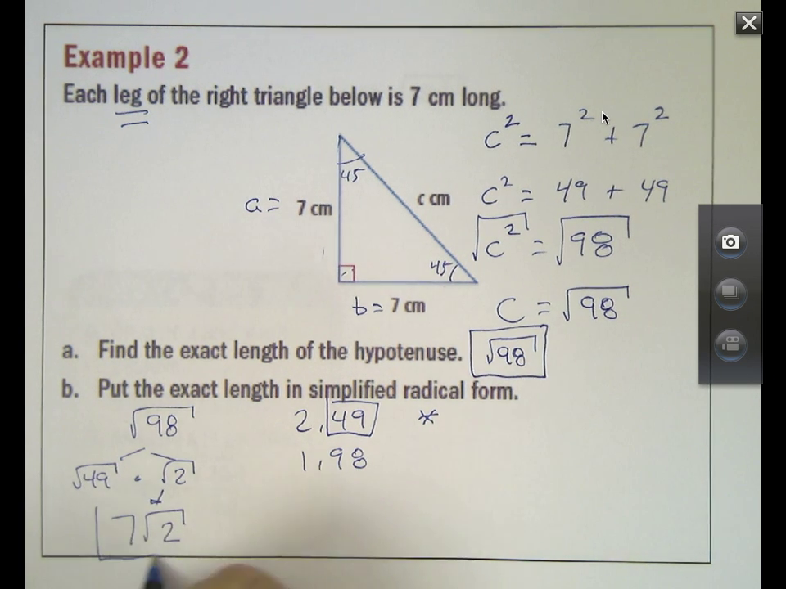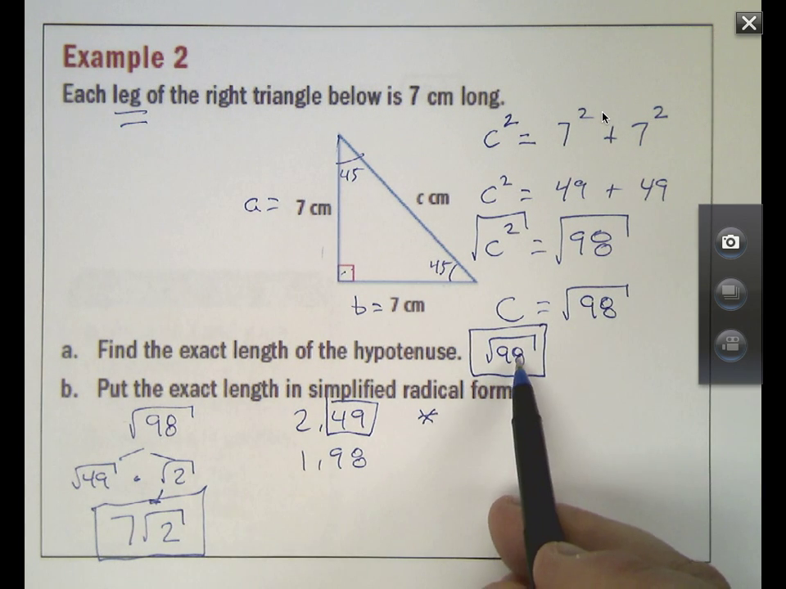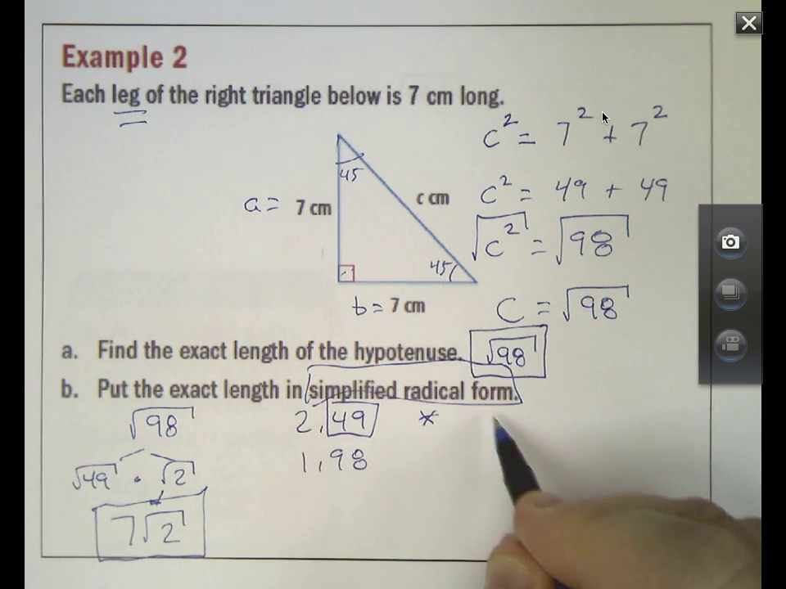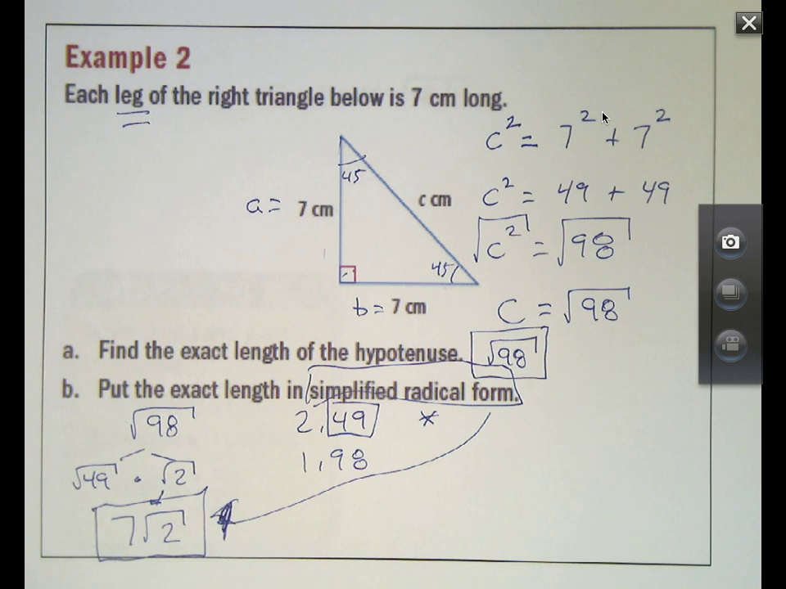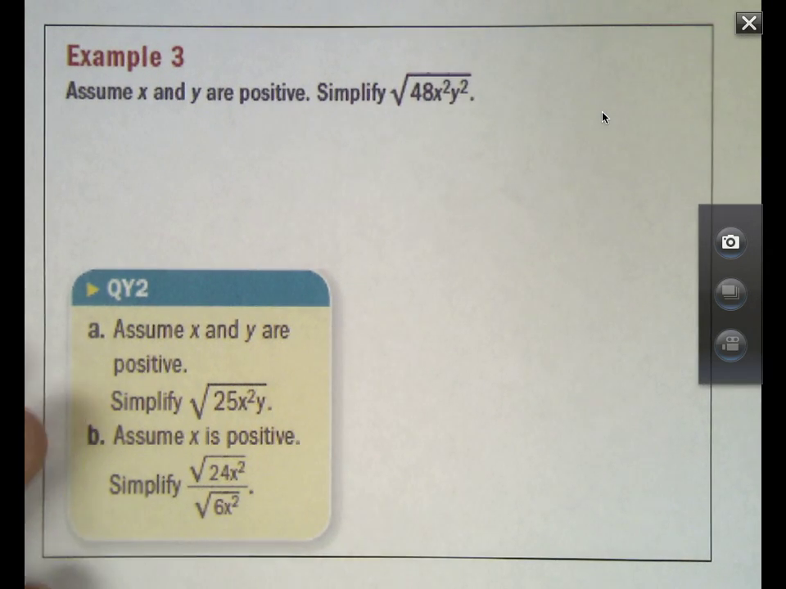What is the square root of 49? Square root of 49 is 7. Bring along my bad box. 7 square root of 2 is the square root of 98 in simplified radical form. And there's your answer to B.